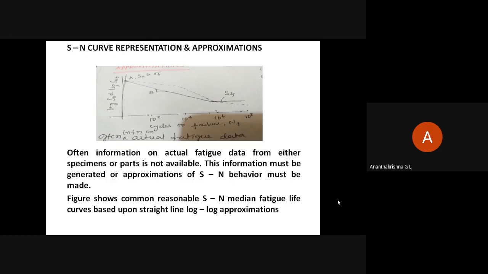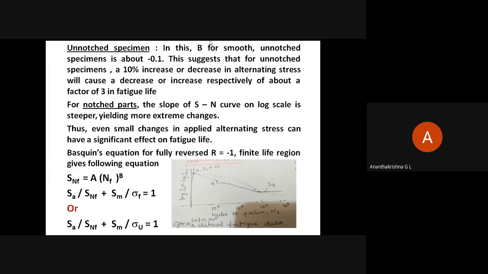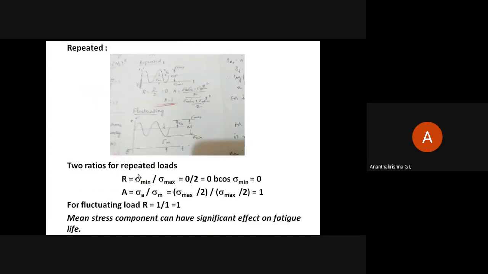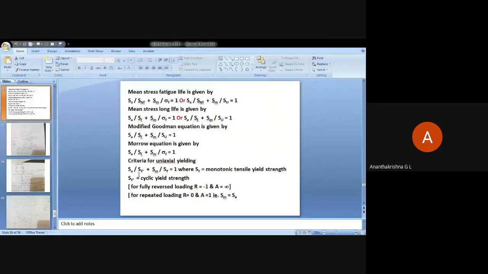Can you see this SN curve representation and approximation? Can you see this screen? Yes, sir. Okay. So how to calculate fatigue life? You need to go through the unnotched specimen, notched parts, and use the equation of fatigue life, Basquin's equation, and then we can use Goodman and Morrow equations for repeated loads and fully reversed loads. So we can use these equations to calculate the fatigue life of a specimen. This you extract from your PPT.